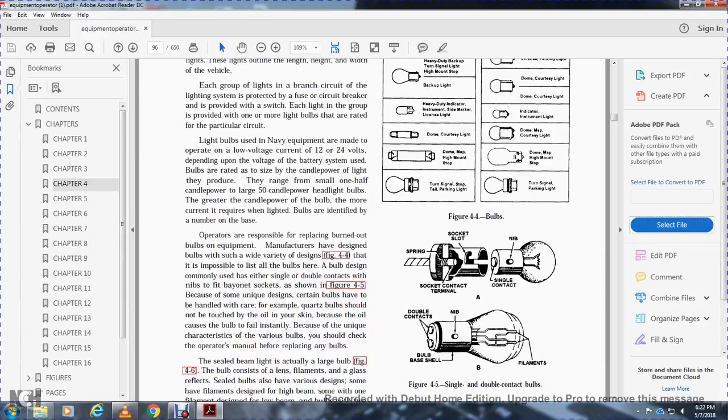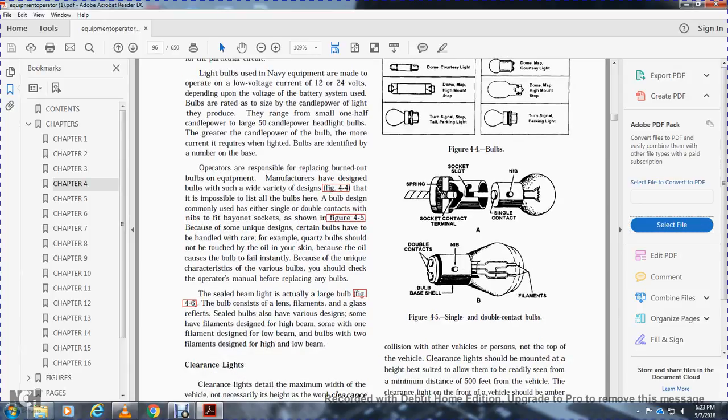They operate at a low voltage, from 12 to 24 volts, depending on the voltage of the battery system. The bulbs are rated in candle power, the light produced, ranging from a small one-half candle power to 50 candle power for a headlight. The greater the candle power of the bulb, the more power or current it requires. The light bulbs are identified by a number.